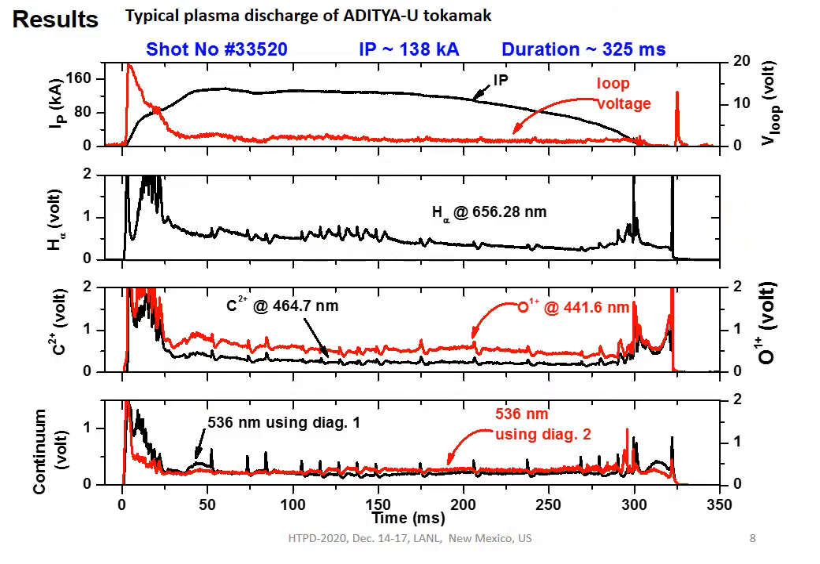we are recording the continuum signal. This is one typical shot where the signal is being recorded. At the same time we are recording other impurity signals, the H alpha signal, and the plasma current and loop voltage, which are shown for one of the shots.